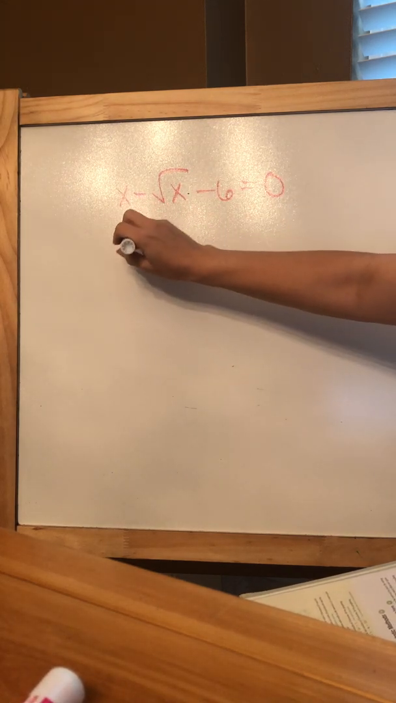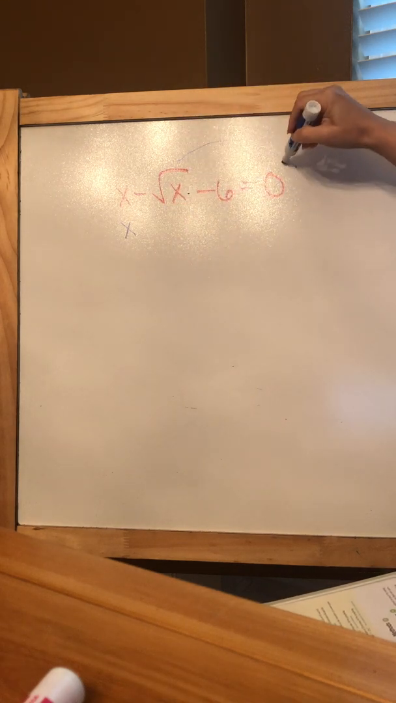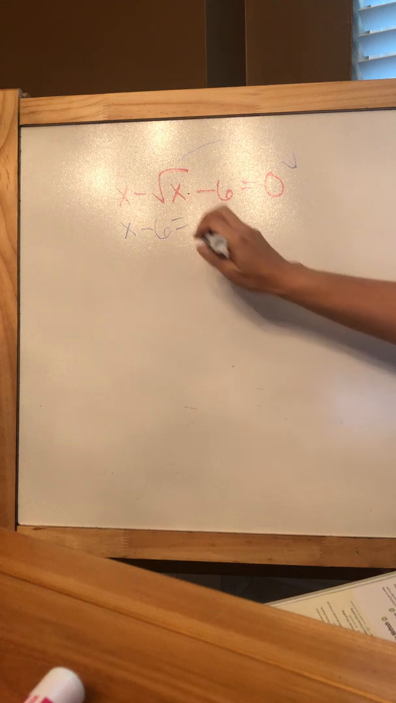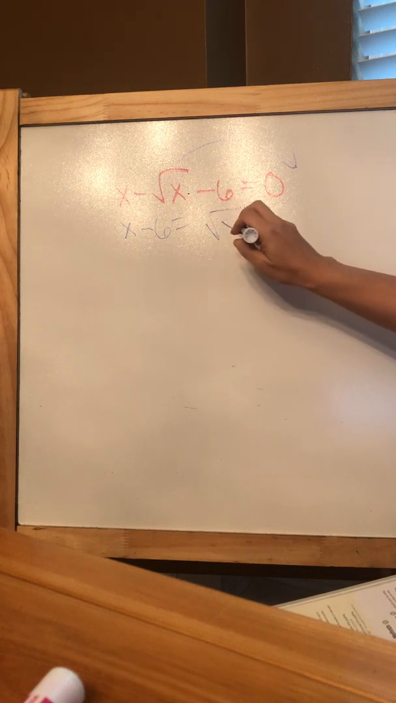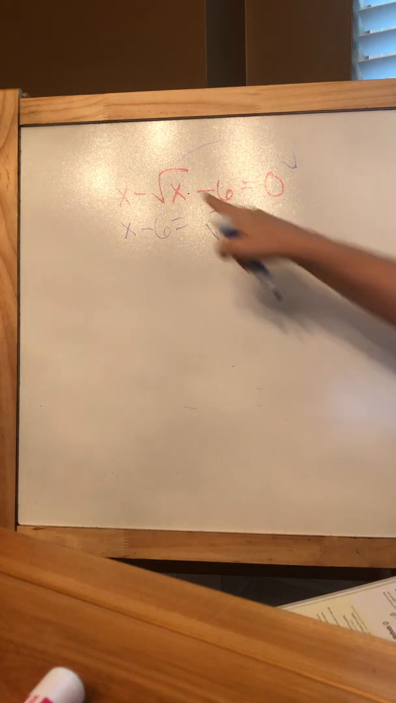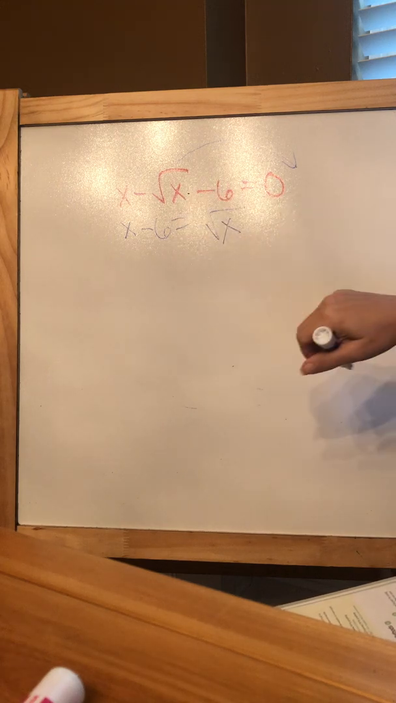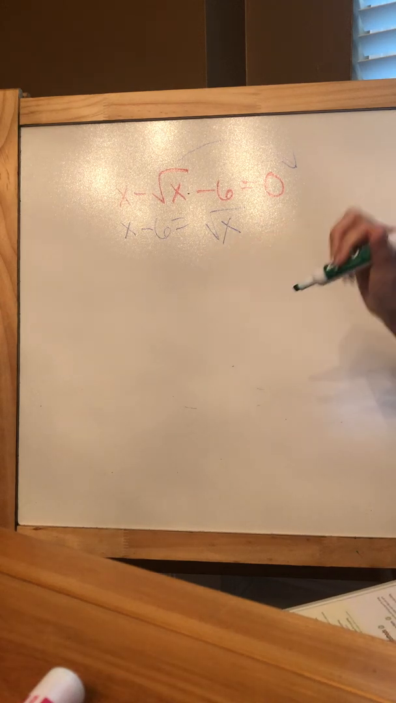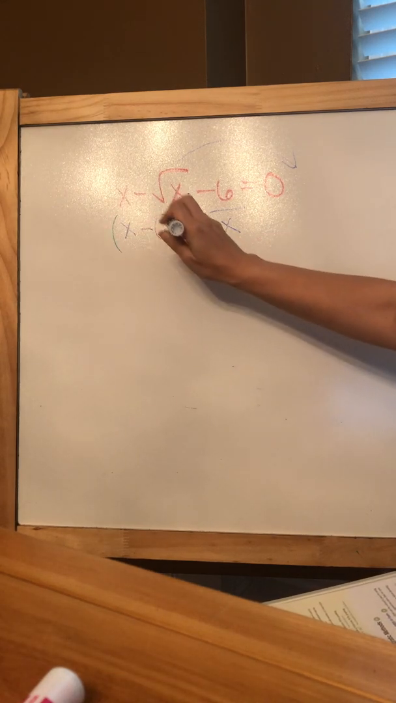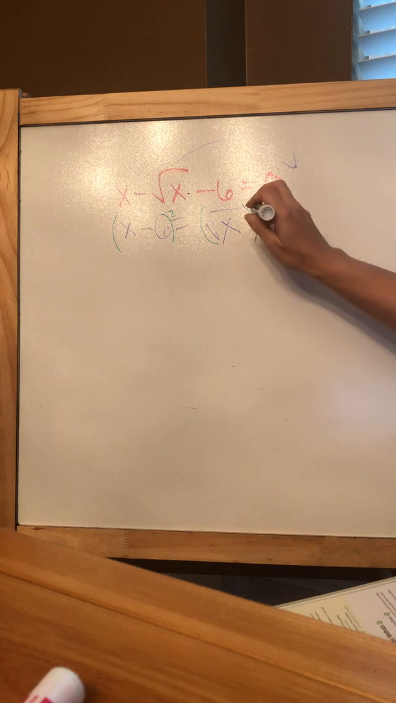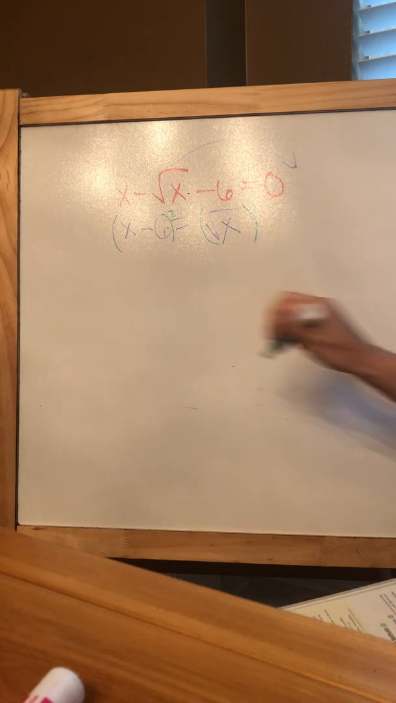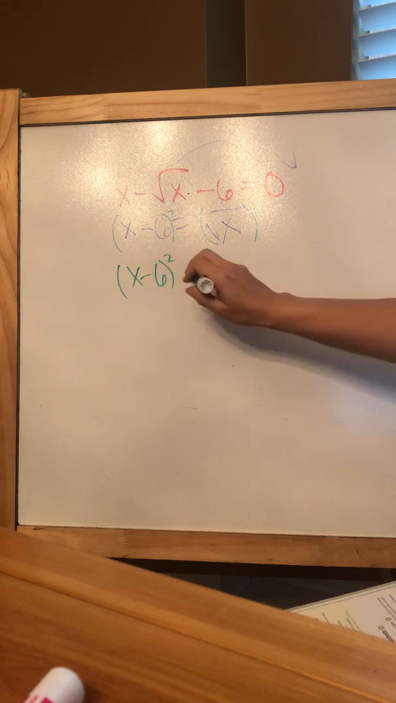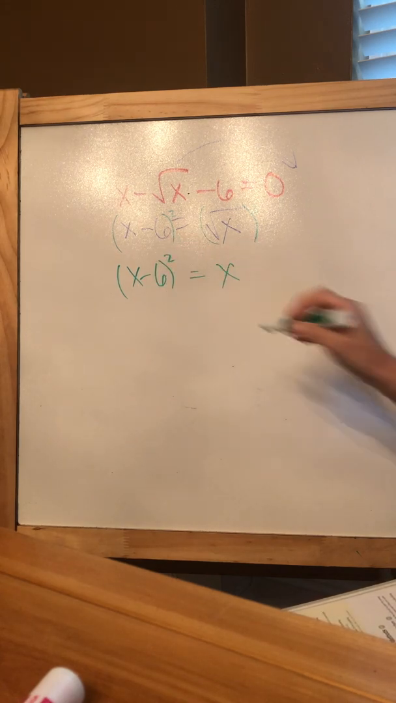So we're going to move this square root of x over here. So we have x minus 6 equals the square root of x. We added square root of x to this side. That's all we did. Okay, now what we're going to do is get rid of this square root sign. And to do that, we're going to square both sides because that's what's going to get rid of it. So now we have x minus 6 squared equals x.